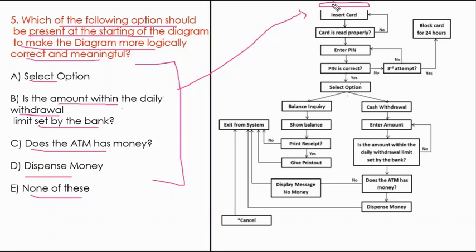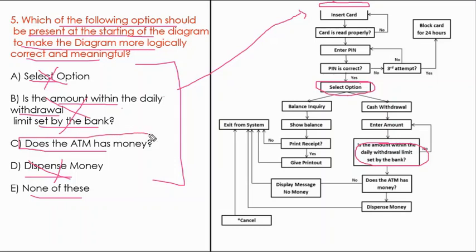See, if you place the select option, then what is the use? First, you need to put the ATM card into the ATM machine, right? And the select option is also present here. So this can be eliminated. Is the amount within the daily withdrawal limit set by the bank? This is also present here. And by placing this here, what is the use? There is no use. So this can also be eliminated. Dispense money: only after putting the card into the machine can you use this option for withdrawal of the money. So this can be removed.